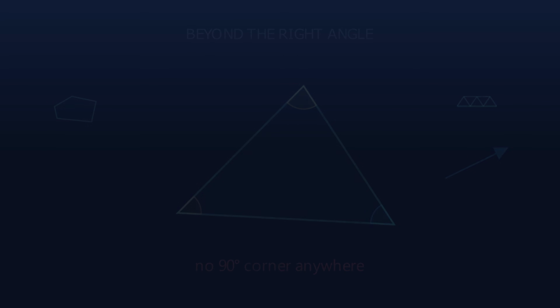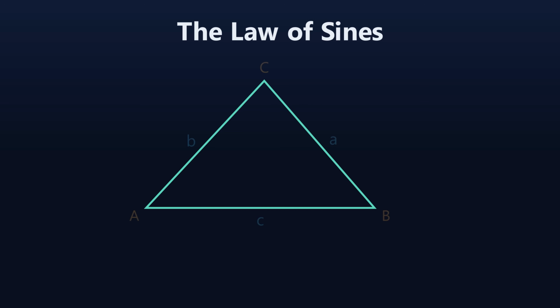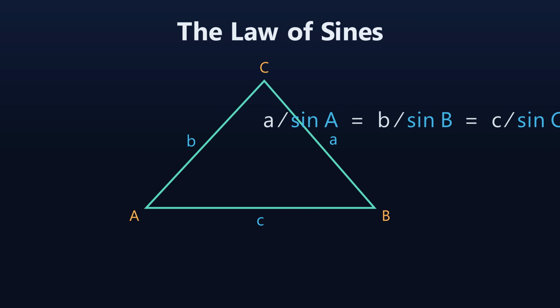The first is the law of sines, and it's beautifully symmetric. In any triangle, each side divided by the sine of the angle across from it gives the same number every time. Side A over sine A equals side B over sine B equals side C over sine C. Big angle, long side, small angle, short side. This law makes that relationship exact.